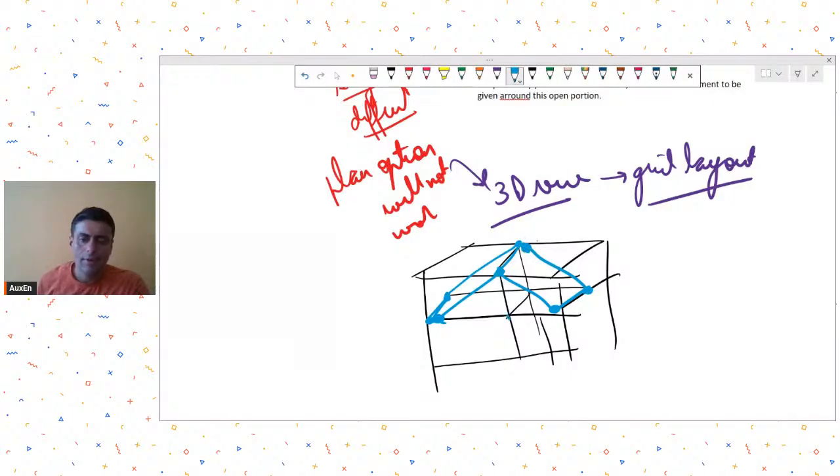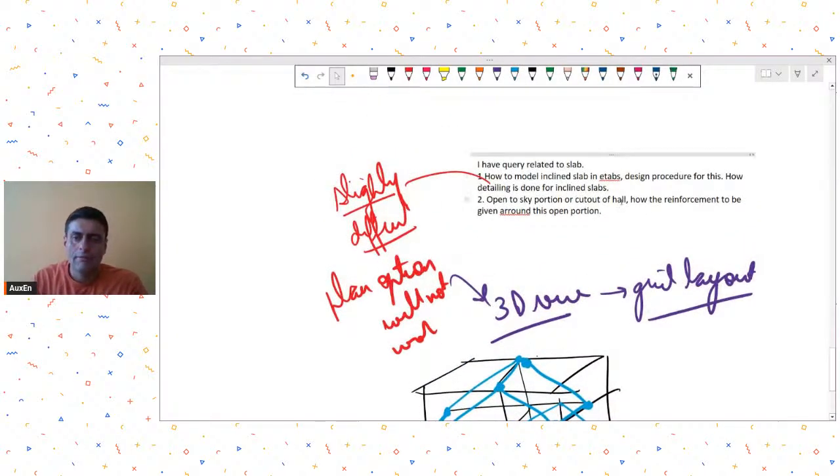Are you getting my point? So click wherever you want in the three-dimensional grid system. You need to keep on clicking and then model the slab. Okay. So modeling will be in that manner. Design procedure remains the same. Once you do the loading, you apply the load. So now the loads need to be applied.